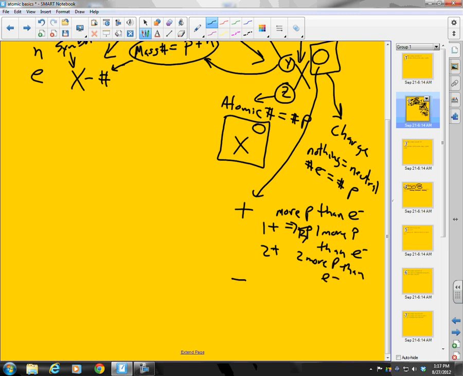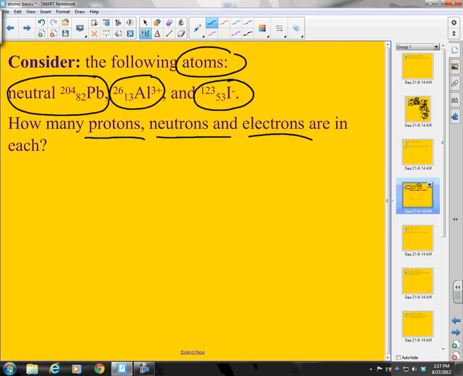Good. Now what if it's a negative? Negative means it has a negative charge. The negative things are electrons, so that means I have more electrons than protons. I think you understand the whole process here, so I think that's all we need to answer this question. Oops, wrong question. Here we go.